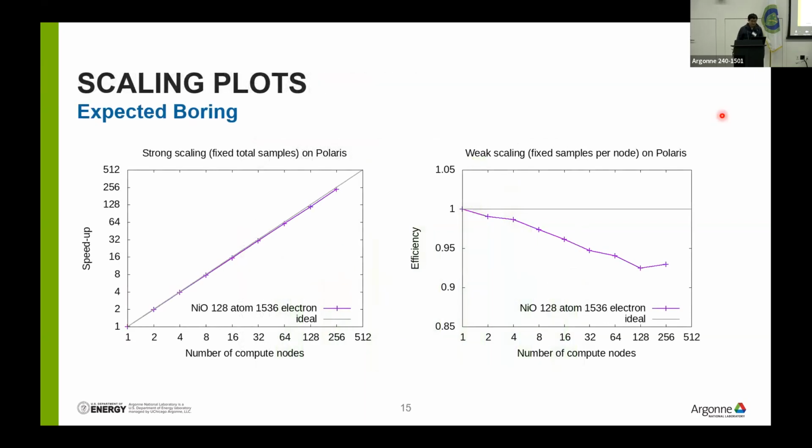Okay. So this further boring thing is just to let you know QMCPACK scales fine. Strong scaling, weak scaling. That's why I was saying earlier that you don't need to worry about networks. Our demand on the network is very, very light. So basically, you get almost perfect linear scale up, and for weak scaling, the efficiency drop is quite minimal.